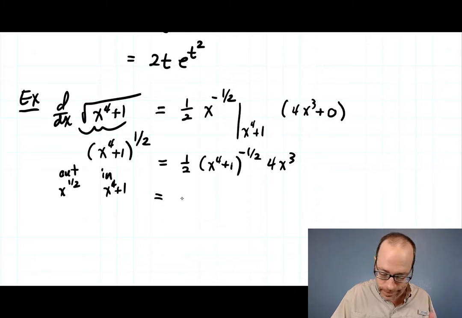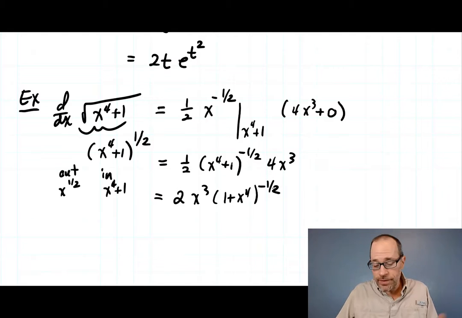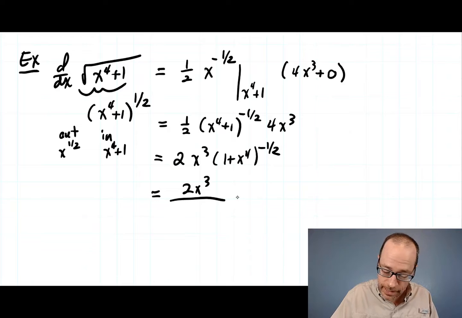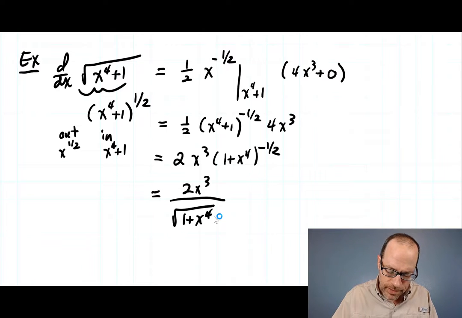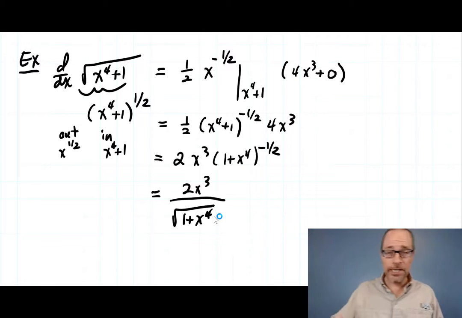You simplify a bit, which seems natural. You get 2x cubed times 1 plus x to the fourth to the minus 1/2. You can leave it like that. Of course, that's fine. You could also change this to 2x cubed and move that negative down to the bottom. So 1 plus x to the fourth. There's rarely incentive to do that, but if you feel like it, there you go. All right, that's the chain rule.